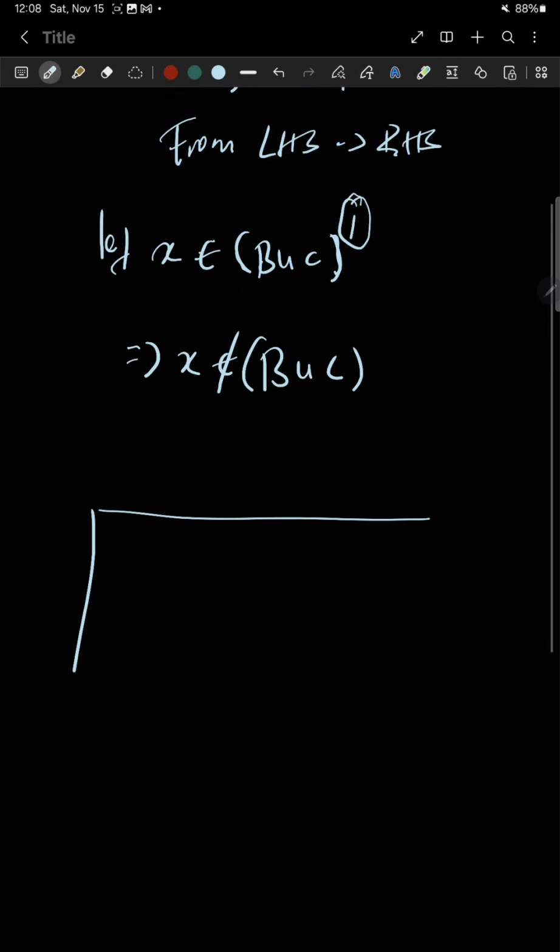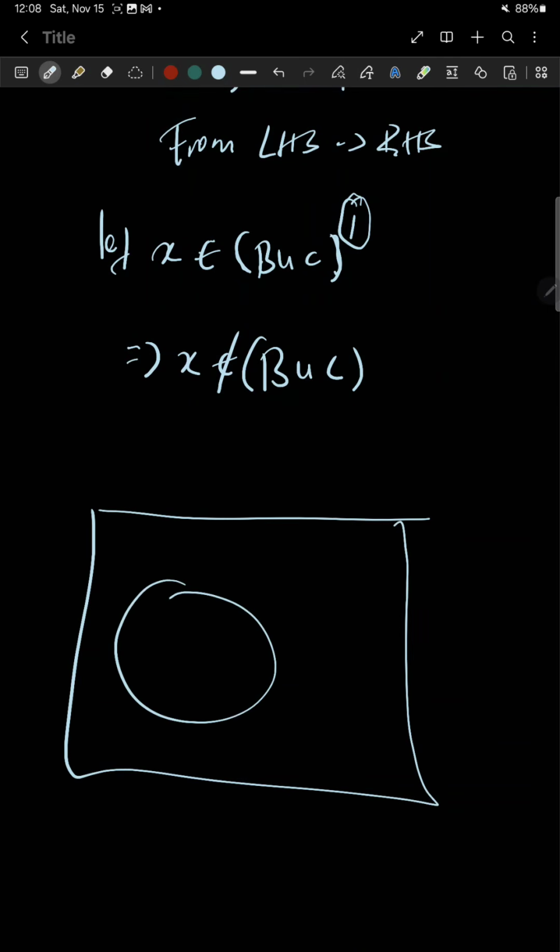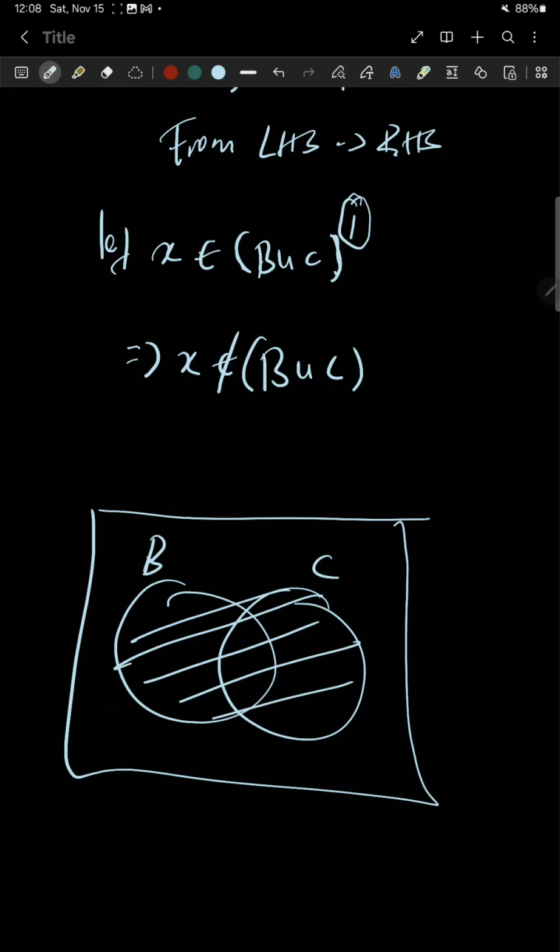So we have these two sets, B and C. Where is the union set? A union set is everything here, right? That's a union of that and that. Now, if we say X is not a part of this union, where is X? It means X is outside here. Now, what numbers do we find outside here? These are numbers that are not found in B and C.